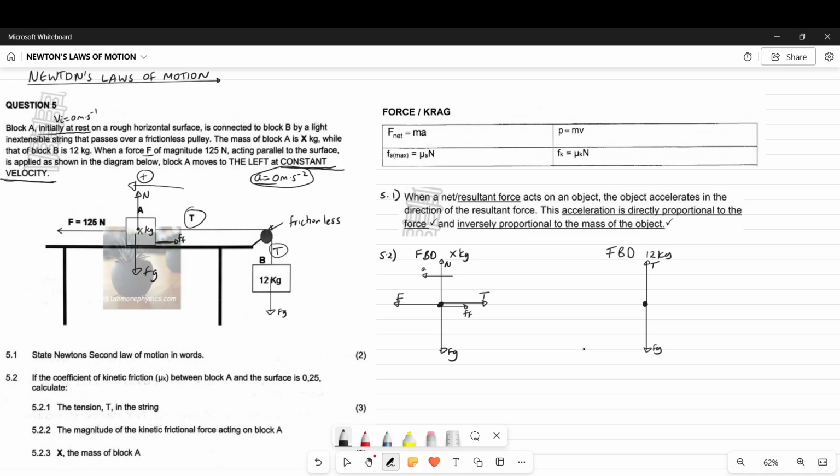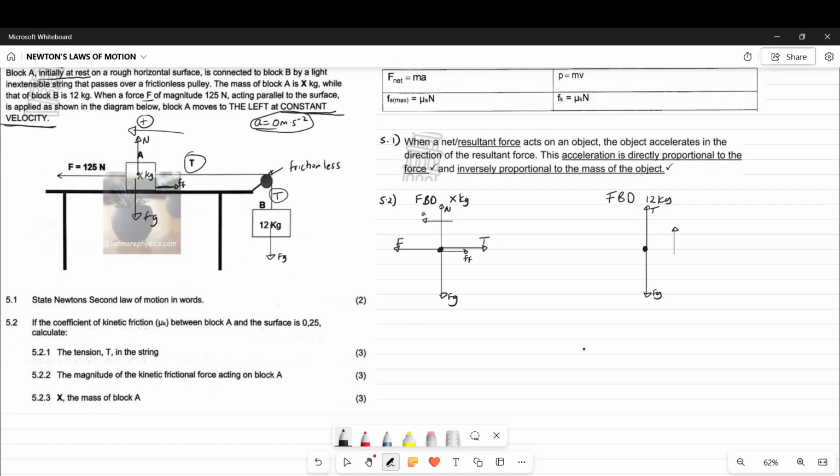So we got that. Now once you have all this information, for this 12 kg block, the motion is upward, right? So you're going to have your arrow upwards, and remember, for your free body diagram, please use a ruler so it can look neat. So now let's get to the first question.